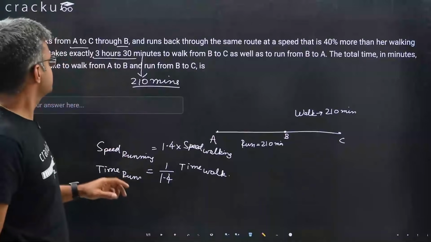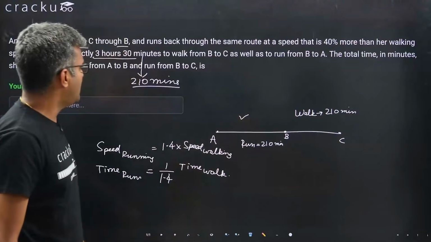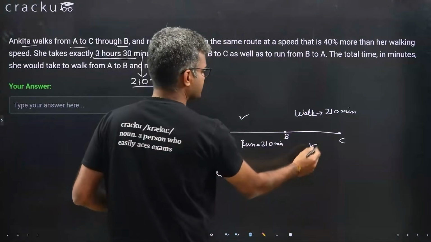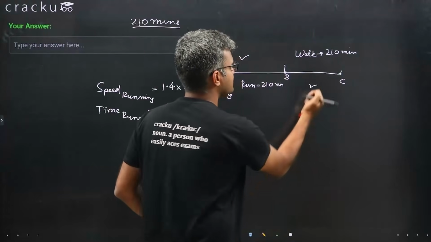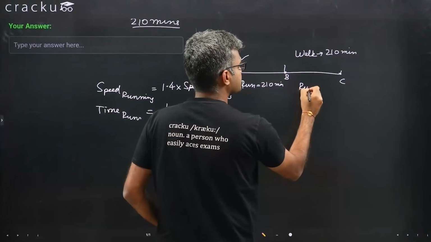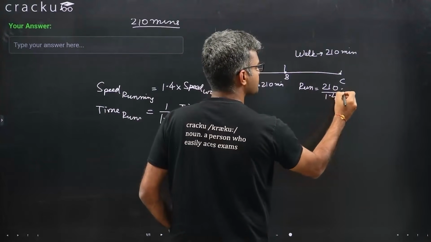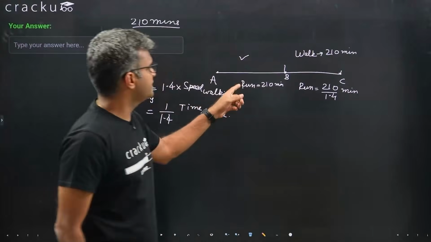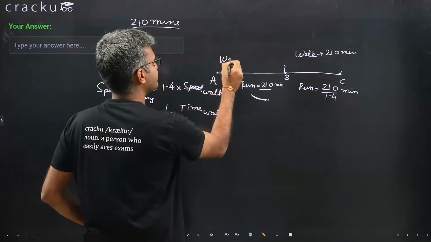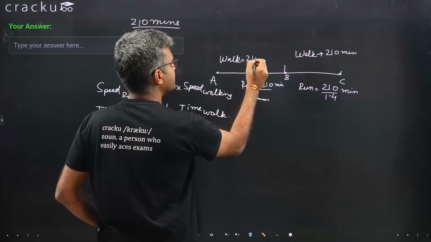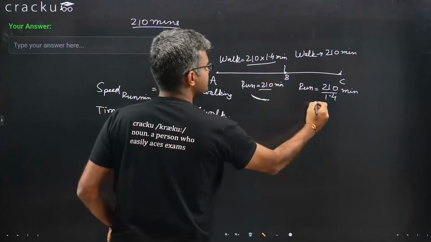What we are asked to calculate is how much time would she take to walk from A to B, so this time, and run from B to C, this time. So from B to C, if she is walking in 210 minutes, how much time will she take to run? Running, remember, will take 210 divided by 1.4 minutes. And over here, if she is taking 210 minutes while running, how much time will she take walking? She will take more time walking. So she will take 210 into 1.4 minutes here. We are asked to calculate the sum of this and this.